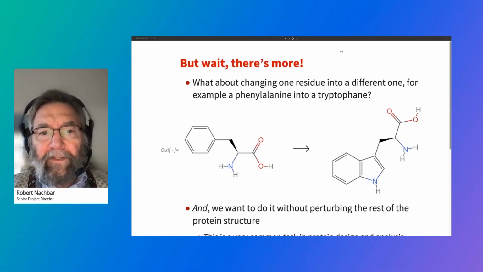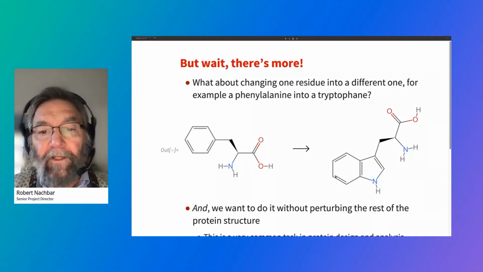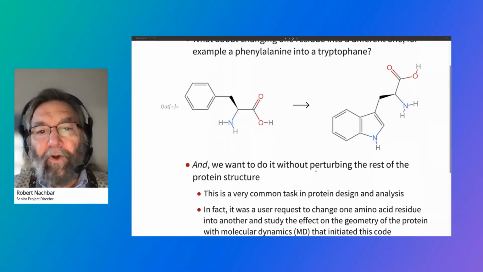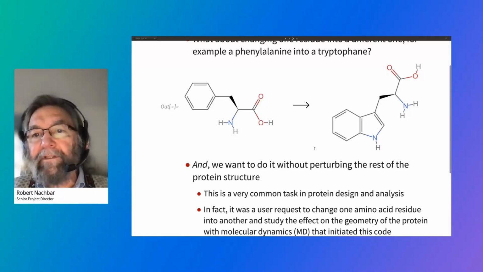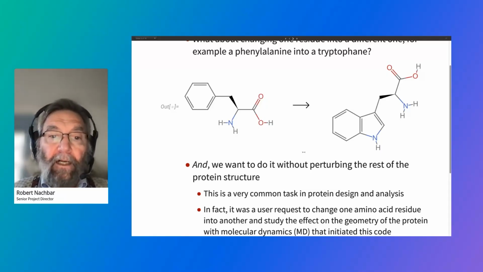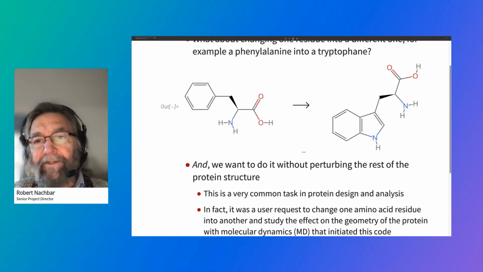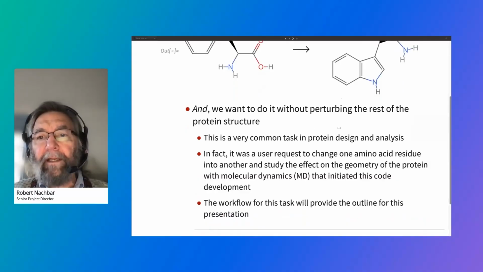And so what they want to do is essentially, for example, take the phenylalanine here on the left and convert it to a tryptophan on the right, without disturbing the rest of the structure. So they want to do what's often called a point mutation. One could take the sequence and make the substitution and refold it, but there's no guarantee you're going to get something close back. It could be very, very different. So doing that with the sequence is a very different computational experiment than just replacing the phenylalanine with a tryptophan. And this is a very common task in protein design and analysis.